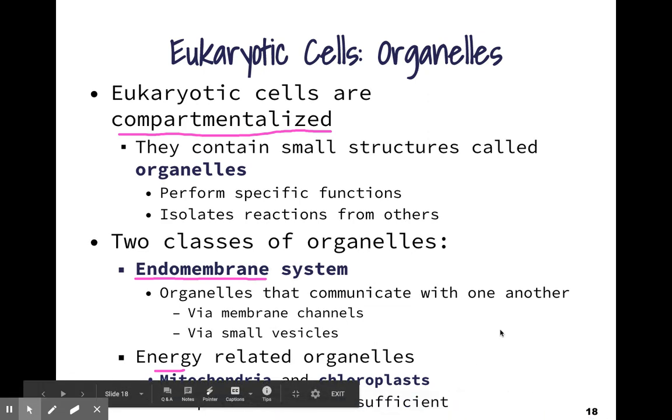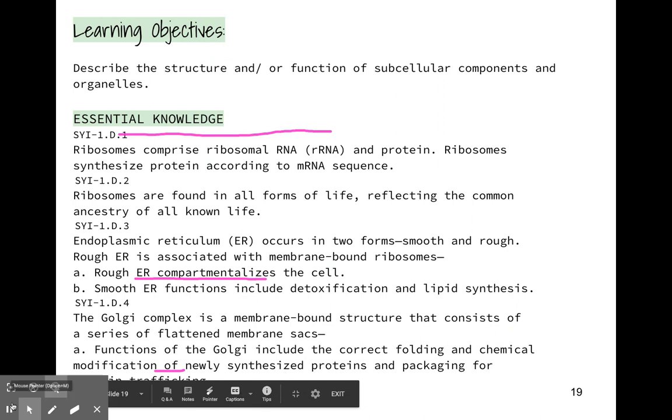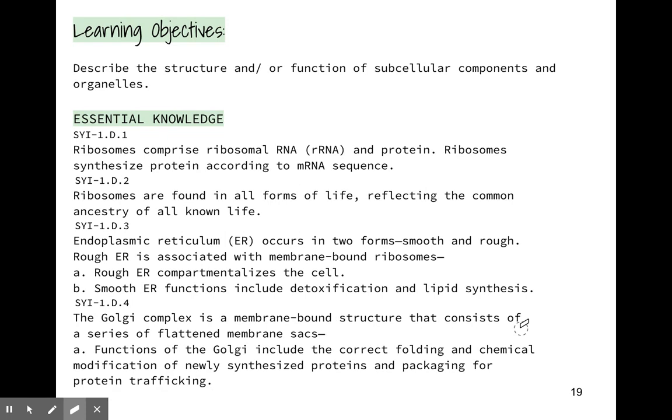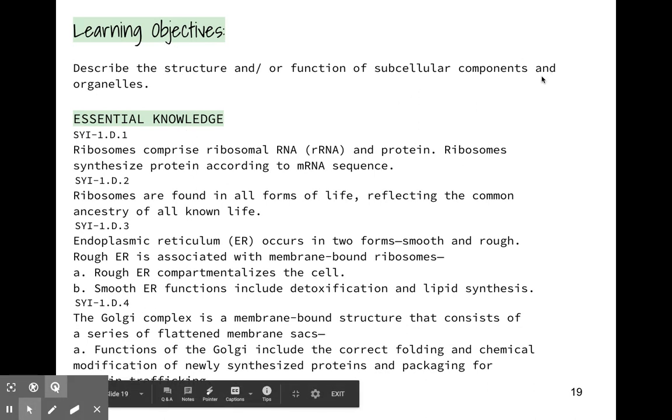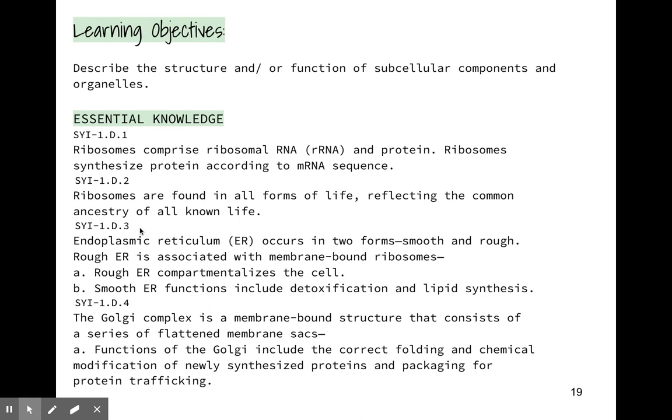All right, here are the learning objectives for this unit as laid out by the College Board. So in this section, we're going to be able to describe the structure and or the function of our subcellular components and organelles. We're going to focus on the ribosomes, the ER, and the Golgi for right now.